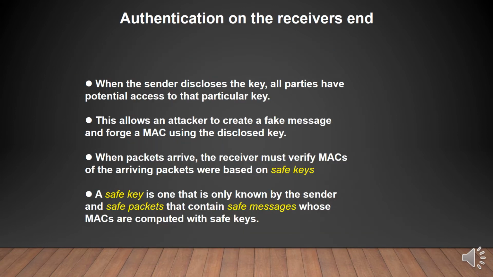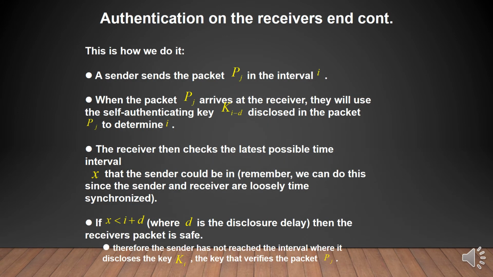Authentication on the receiver side: the sender discloses a key. All parties have access to the key. The attacker has to create a fake message and forge the MAC. When the packets arrive, the receiver must verify that the MACs of the arriving packets were based on safe keys. So what is a safe key? A safe key is one that is only known by the sender, and safe packets are packets that contain safe messages whose MACs are computed with safe keys.